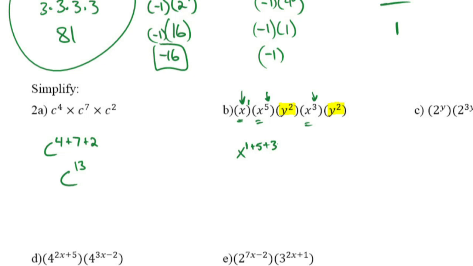And then I have my y's. I have 2 here and another 2. So I'm going to have 2 plus 2. So 1 and 5 and 3 is 9. And my y's, 2 and 2, are going to give me 4.